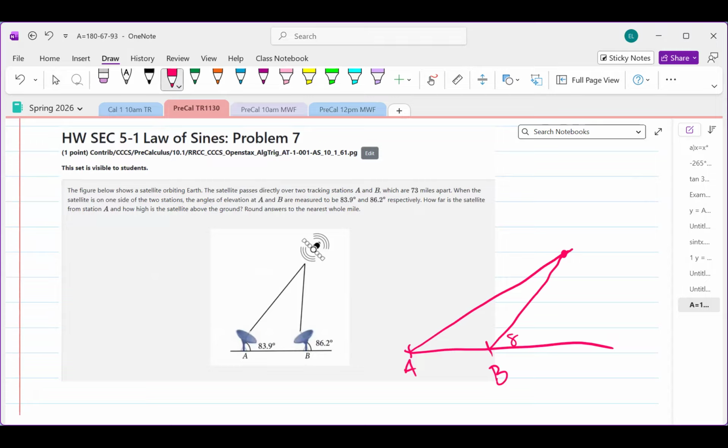So now when I label that 86.2 degrees and the 83.9, it's a little easier to see that 86.2 is not inside our AB satellite triangle. It is outside the triangle.